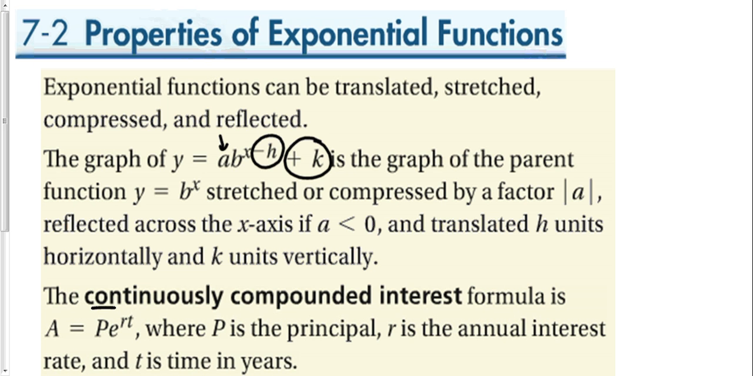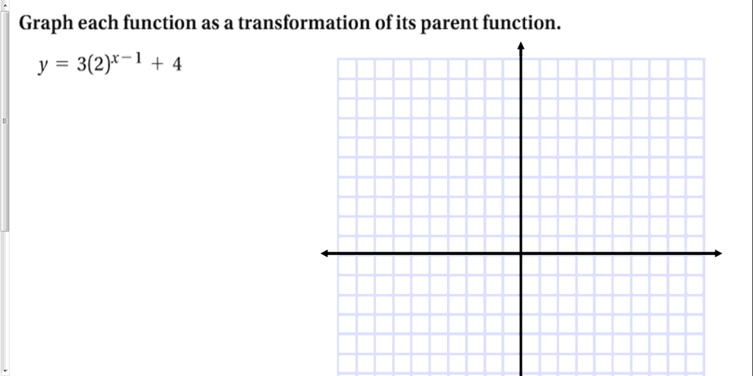Finally, if we have an interest problem that is continuously compounded, we have a function that includes the natural log. Or, sorry, not the natural log, that includes e, the opposite of the natural log. And so we'll see a problem with that coming up. First, graph this function from its parent function.